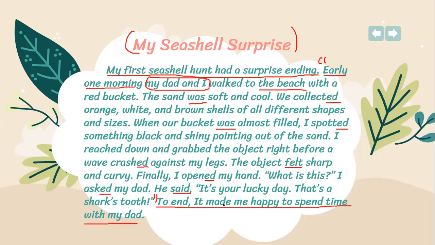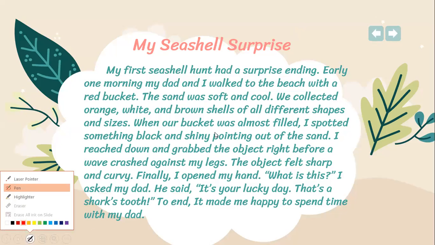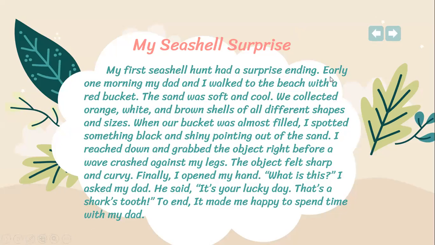Excellent. So you see, he restated or he added the new feelings at the end in the concluding sentence. It made me happy to spend time with my dad. Guys, if you notice the verbs that I underlined, they are all in the simple past tense. Collected with ed, spotted with ed, crashed, felt is an irregular verb, opened, asked, said. So you see, guys, when writing a narrative paragraph, you have to use the simple past tense or the past tenses together in your paragraph. So you see, it's very easy, not difficult.